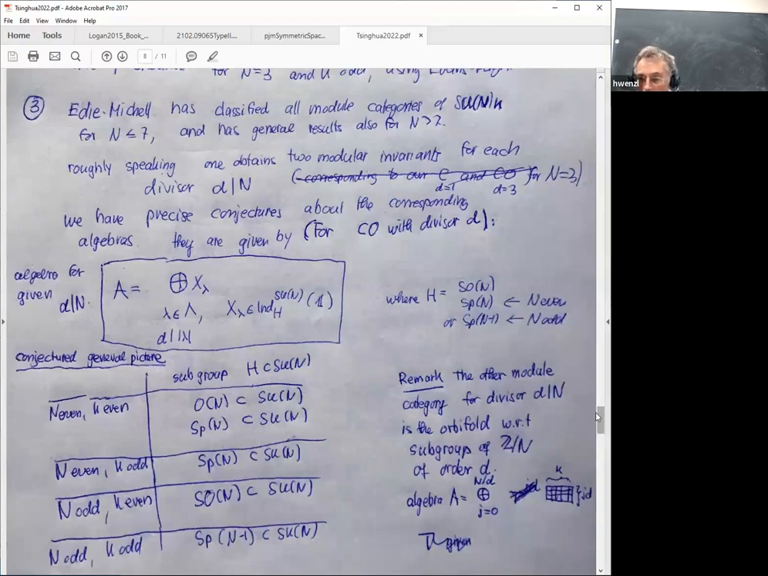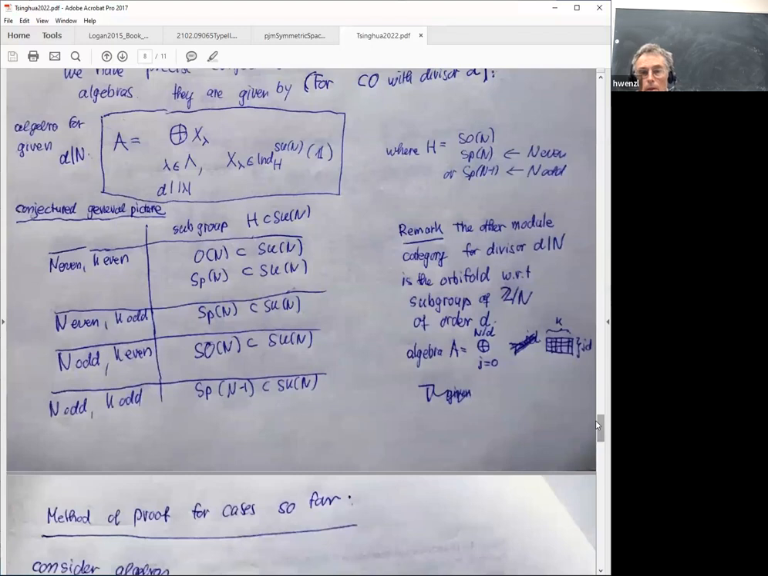And let me just write down here in this table, for which cases do we have to choose which subgroup? If n is even and k even, you take O(n) into SU(n) or Sp(n) into SU(n). So there are two possibilities. There's actually one extra module category. If n is even and k is odd, then we take the symplectic group embedded into SU(n). If n is odd and k is even, we take SO(n) into SU(n), and for n odd, k odd, we take this inclusion here.